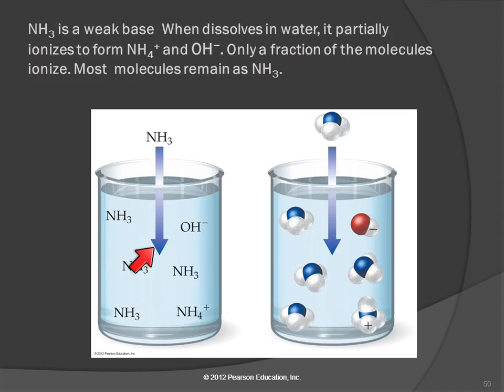So when you put ammonia in water, you get a little bit of ionization. And that's why sometimes a solution of ammonia is called ammonium hydroxide. Because if you had ammonium hydroxide and you put it in the water, you'd get the same effect. And here in the picture we see that only a little bit of them actually comes apart, ionizes.